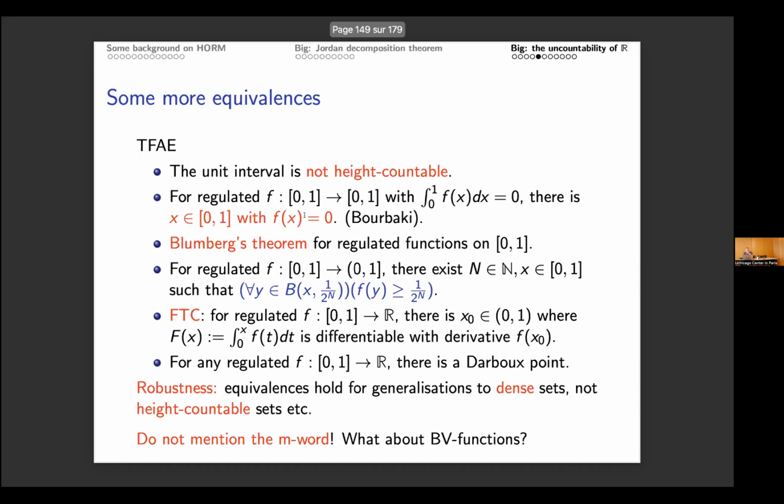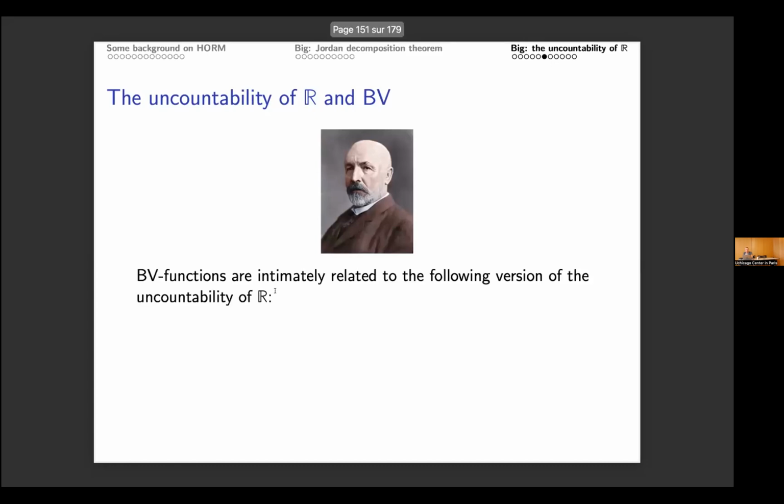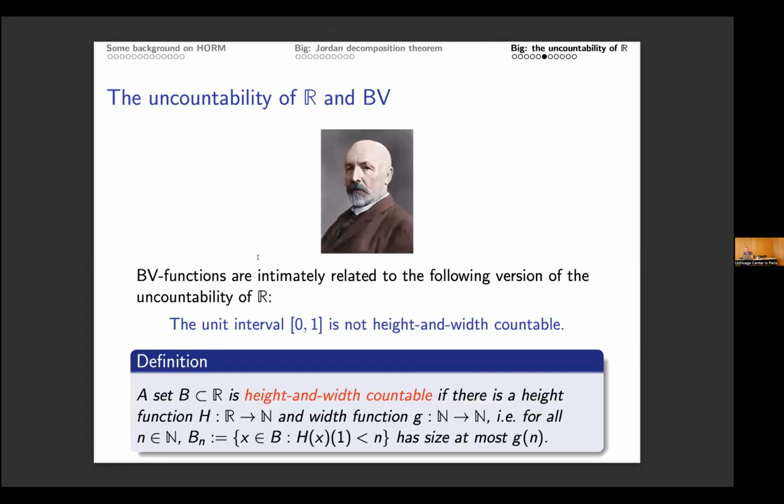So that. And then you will ask, of course, oh, Sam, you tried to sneak something past us. This is all for regulated functions. What about bounded variation functions? Well, actually, then we need another notion of countability, namely height and width countable. This is still slightly stronger than injection to N.